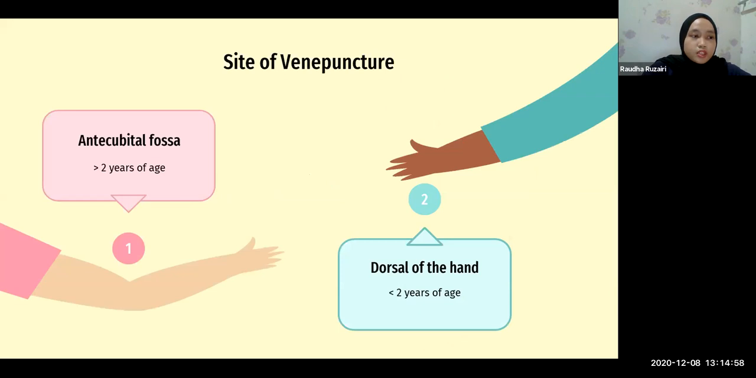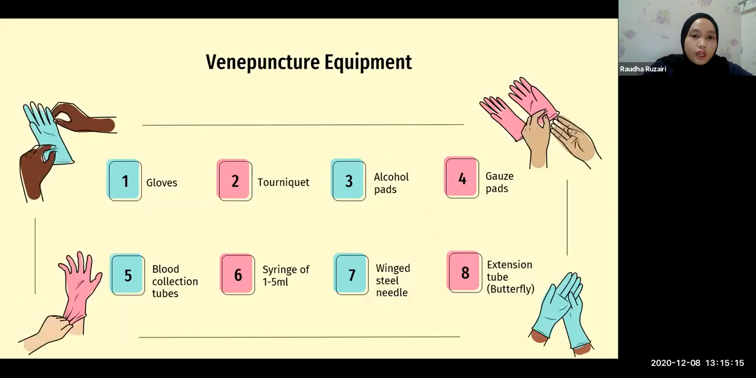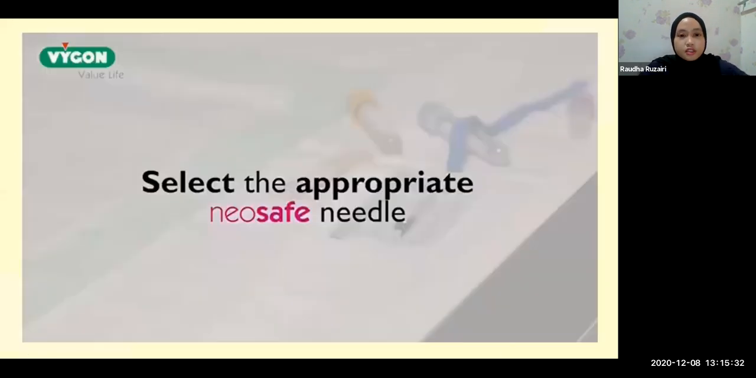Venipuncture is actually for blood sampling, that is, blood taken from the vein. The common site is at the antecubital fossa for pediatric patients or children more than 2 years of age, and at the dorsum of the hand for children less than 2 years of age. For equipment, it is similar to intravenous placement, just that it has blood collection tubes, a syringe of 1 to 5 ml, a wing steel needle, and also an extension tube, that is the butterfly. So this is the procedure.